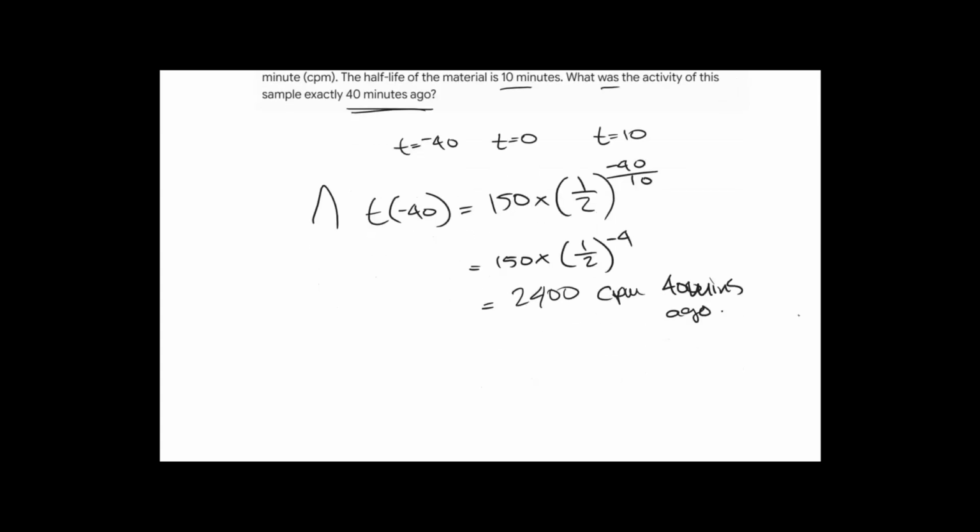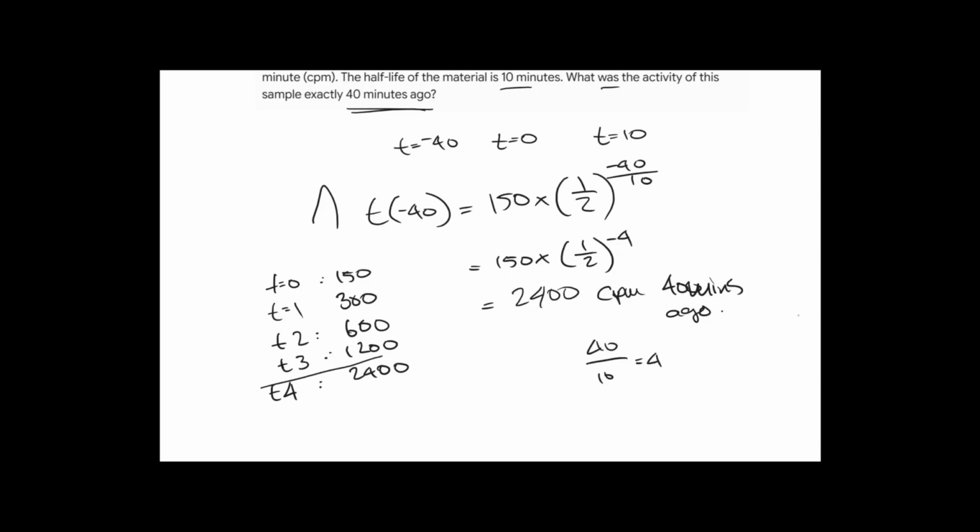Okay. Another way we could have worked it out is by doubling it. So at time equals 0, there are 150. After 1 half-life, there would have been 300. 2 half-lives, there would have been 600. And so on. That's how many half-lives there are in 40 minutes if the half-life is 10 minutes. 40 minutes divided by 10 is 4. So in 4, it's going to be increased by that amount. There you go.